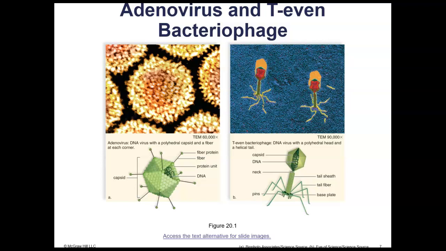So an adenovirus is a DNA virus, so the core is DNA, and it does contain a capsid that is a polyhedral shape, and it has a protein fiber at each corner, and it's these protein fibers that will interact with the host cell and be recognized by the host cell so that the virus can attack it.